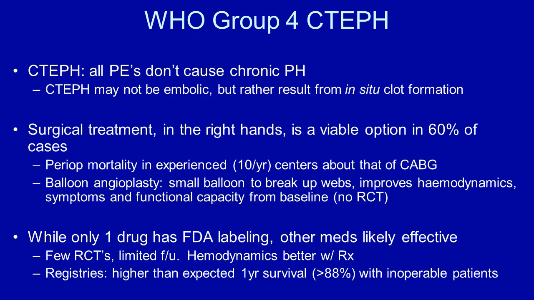So what is CTEPH? It's group 4, and it's chronic thromboembolic pulmonary hypertension. It's a bit of an interesting diagnosis, and there's more attention being paid to it now. It's not clear that it is embolic, so it may actually be a misnomer. We get that suggestion from the fact that not all pulmonary emboli cause chronic pulmonary hypertension. In fact, of people who have pulmonary hypertension during an acute pulmonary embolism, only about 5% will still have pulmonary hypertension 1 year later with appropriate therapy for their clot. And that's without therapy for pulmonary hypertension.